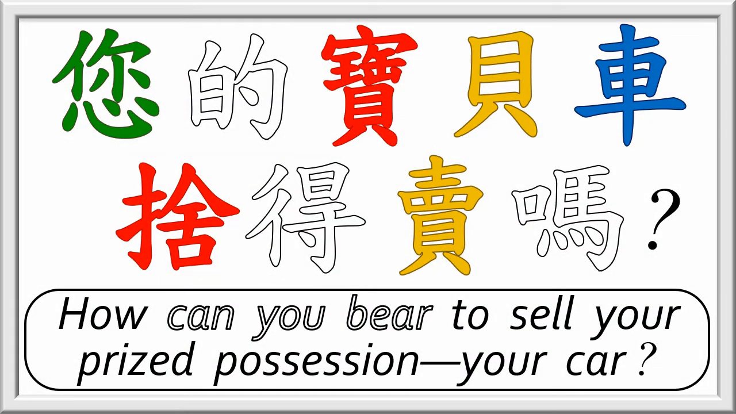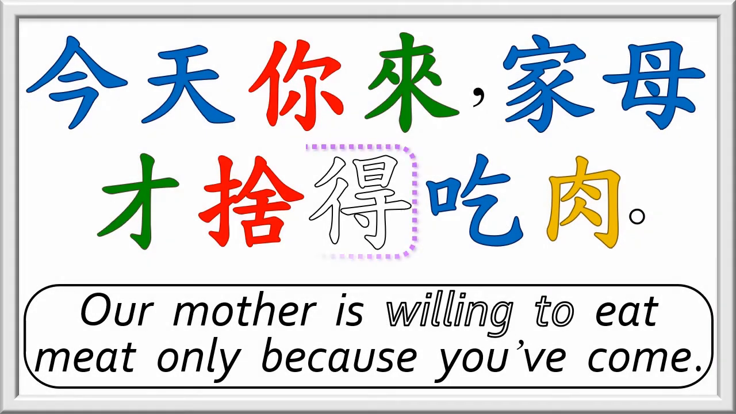您的宝贝车舍得卖吗? How can you part with your most prized possession, your car? 今天你来，家母才舍得吃肉. Our mother is willing to eat meat only because you've come. This sentence refers to the fact that many of the older generation lived through desperate times when food was scarce and meat hard to come by.